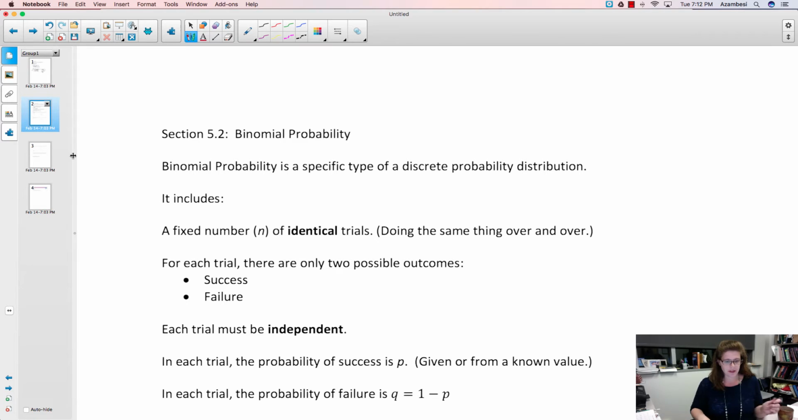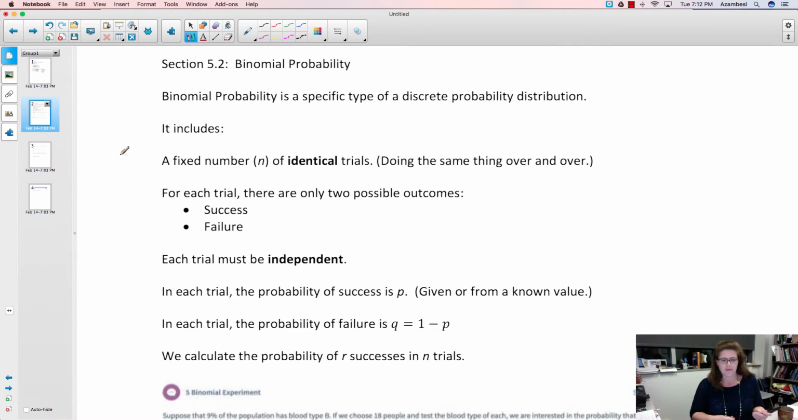Today we're going to spend most of our time in section 5.2, which is binomial probability. I have outlined here for you some of the rules and requirements. It's a specific type of discrete probability distribution. It has certain rules, including that it has a fixed number of n identical trials, so you're doing the same thing over and over and over.